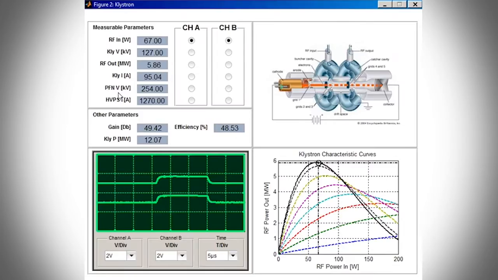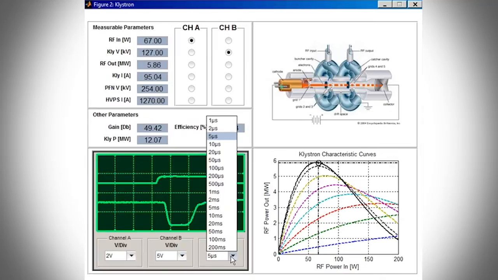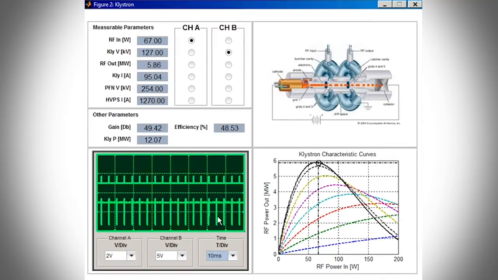Clicking on Klystron brings up the Klystron window. This shows a summary of the Klystron's operating point, including the saturation curve. The user can also view some important pulse waveforms on a simulated oscilloscope. Also shown are some educational values that are not obvious, even when servicing an actual unit. These are the Klystron's gain and efficiency.